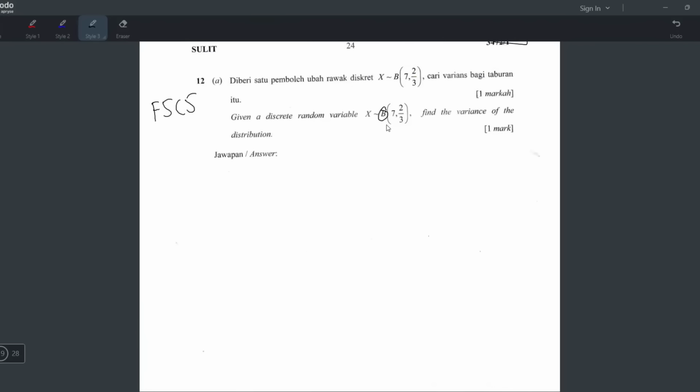So they say find the variance of the distribution. Okay, this is quite easy because you have your N is 7, your P is 2/3, right? So you can find your Q. Just take 1 minus 2/3 is 1/3. And the formula for variance in binomial distribution is NPQ. So just use that formula, variance equals N times P times Q. So just press calculator, get the answer 14/9. So that's the answer. Alright, this is only worth 1 mark, so it's quite easy.